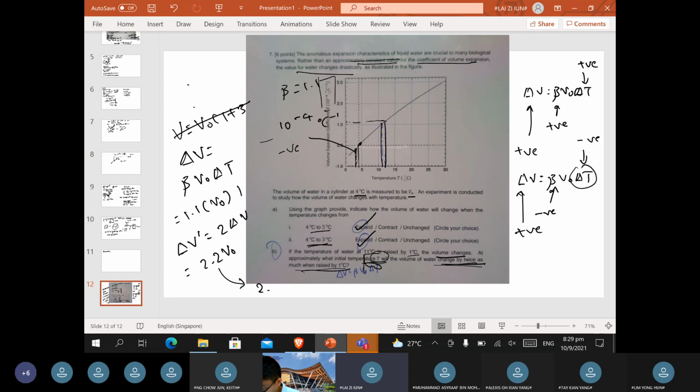We substitute this into the equation, 2.2 V naught is equal to β V naught, and find where beta is going to be equal to 2.2. So we look at where beta is equal to 2.2. I think it's here, 2.6. Yep. Then we draw this, then we go down. Then we realize that in order for the volume change to be twice as much as the increase from 11 to 12 degrees, we need to increase from about 21 to 22 degrees.